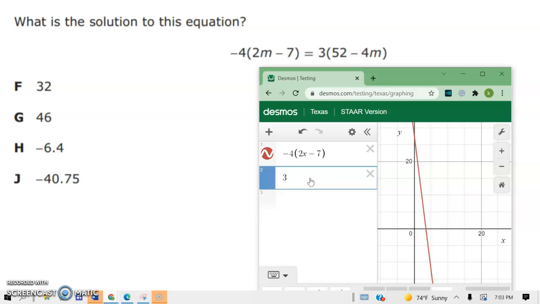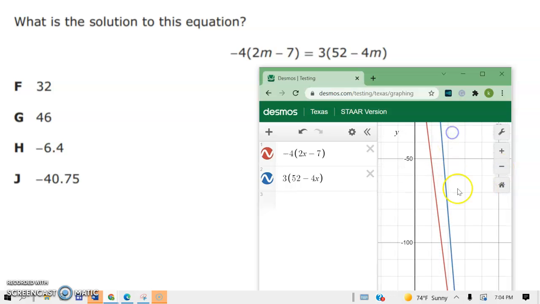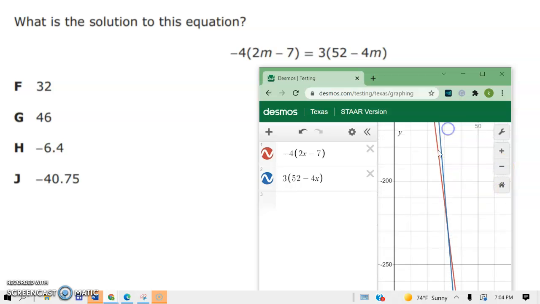And then the other one is 3 parentheses 52 minus 4x. Again, change the m to an x. See how on this one we didn't have to put y equals, it graphed it for us automatically. So now we need to find where they cross. So I'm just going to make it smaller, and these two cross somewhere here.